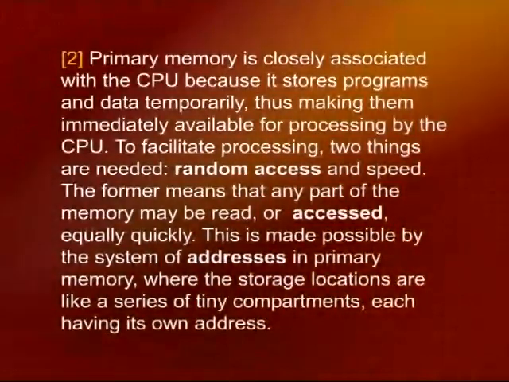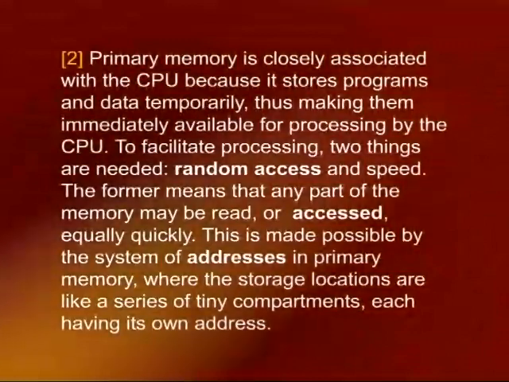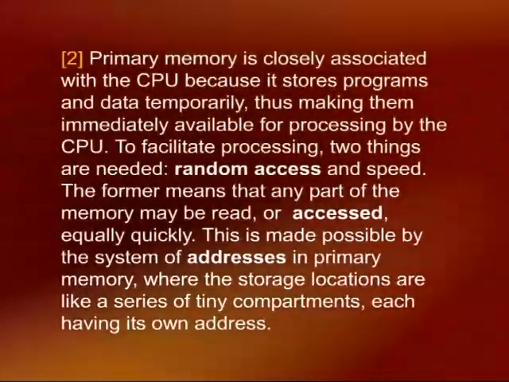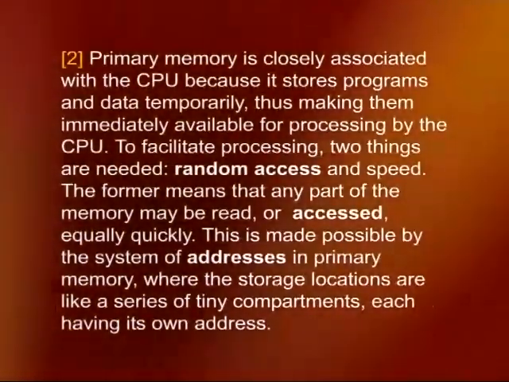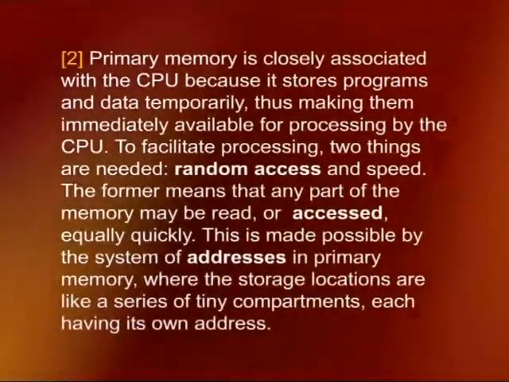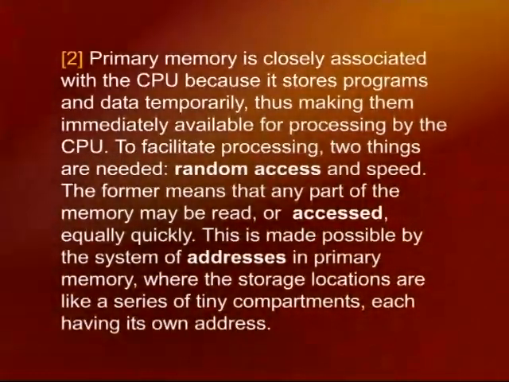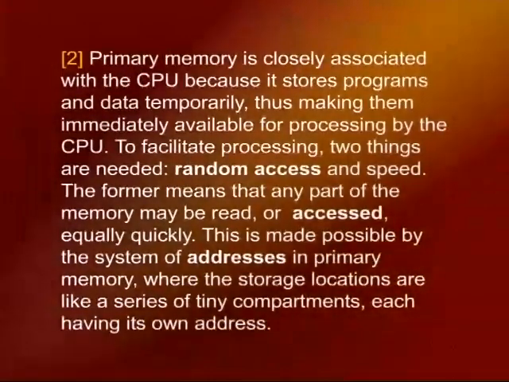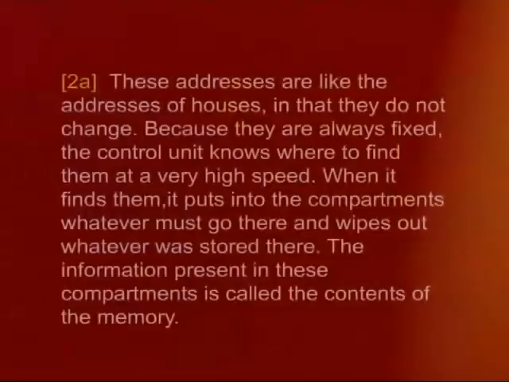Primary memory is closely associated with the CPU because it stores programs and data temporarily, thus making them immediately available for processing by the CPU. To facilitate processing, two things are needed: random access and speed. The former means that any part of the memory may be read or accessed equally quickly. This is made possible by the system of addresses in primary memory, where the storage locations are like a series of tiny compartments, each having its own address.